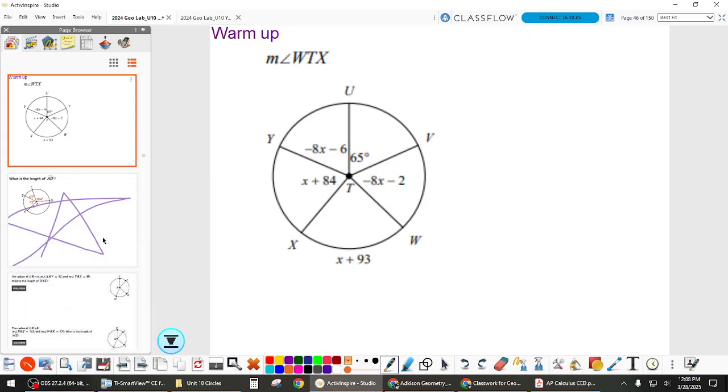Kind of a lot going on in this one, huh? So, first of all, what are we trying to figure out? Okay. Yep, the measure of that bottom triangle type thing. Good. So WTX is that angle right there. Okay, well, what's a good way to do this?